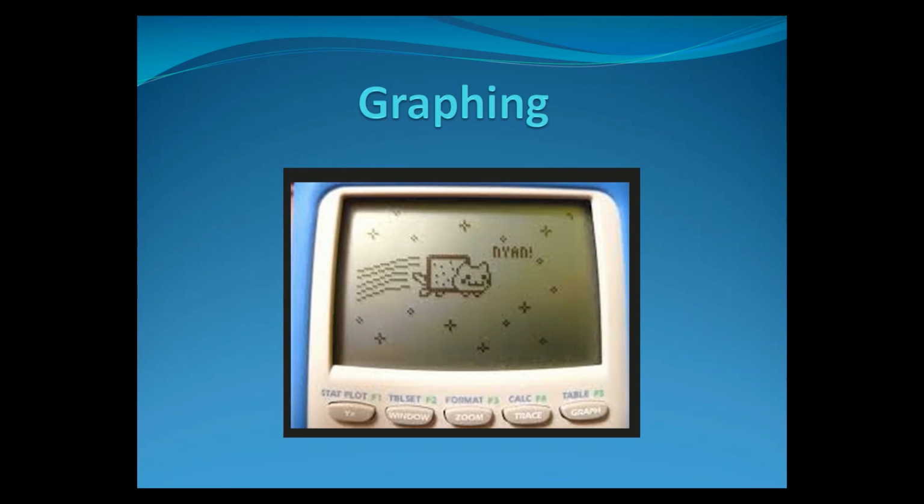So we're not actually going to start our new unit today. We are going to practice a new skill that will help us in this upcoming unit. So what we're going to learn today is we're going to learn about graphing.